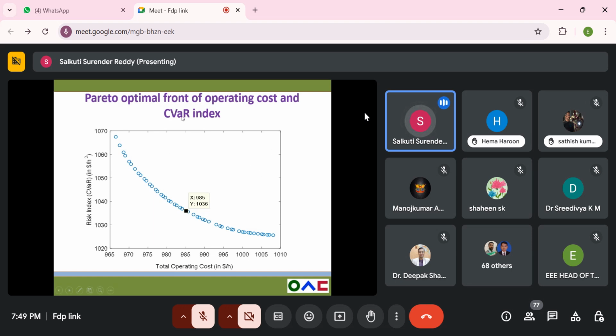Similarly, you can also see the Pareto optimal front. One objective is cost and the other objective is risk. When you plot a graph between these two, you get a Pareto optimal set. Each dot, each circle here, represents one possible solution. But based on your experience and the fuzzy min-max approach, we have selected this point. This point is called the best compromise solution.